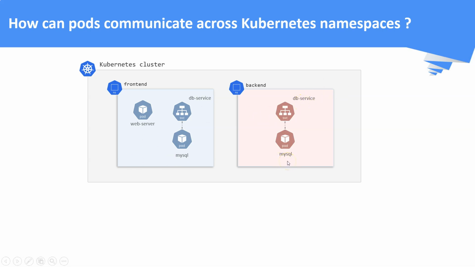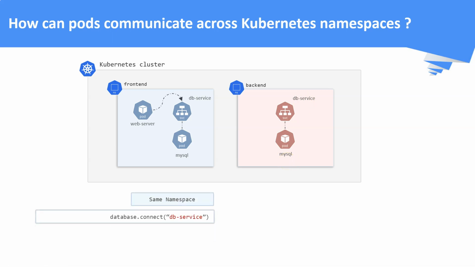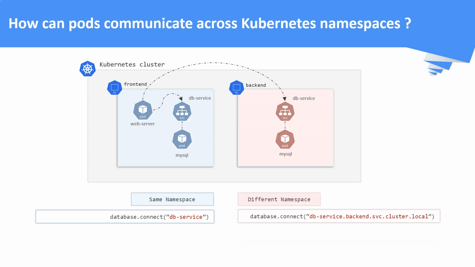When the web server wants to reach the database of the same namespace, it can simply refer to the DB service name, just like this. Whereas if it needs to reach a database of a different namespace, it has to refer to the connection just like this. That is service-name.namespace.svc.cluster.local. This is how the pods from one namespace can communicate with the services of another namespace.